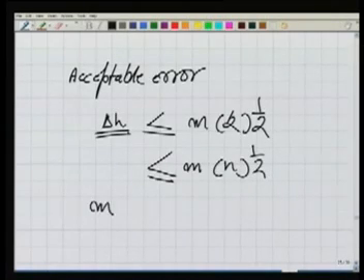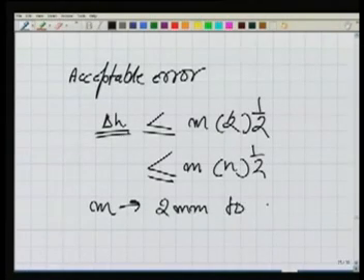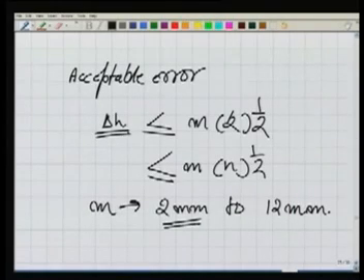Here m can have a value from 2 millimeter to 12 millimeter, depending on how much precision we are looking for. If you are looking for a very, very precise survey, our value will be somewhere here. If our survey is not that precise, our value will be here. Now, what is K and what is N?